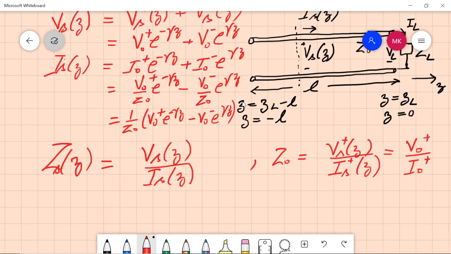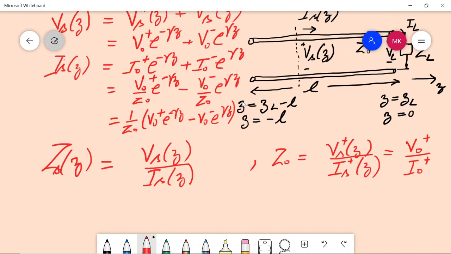So when you see here, this is a plus and this is a minus. So they will depend upon z as well. So this is depending upon the line. So this is called the line impedance.